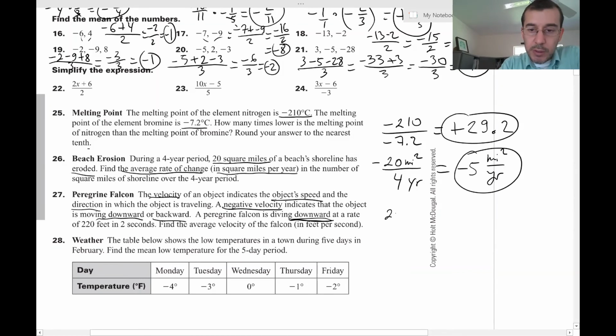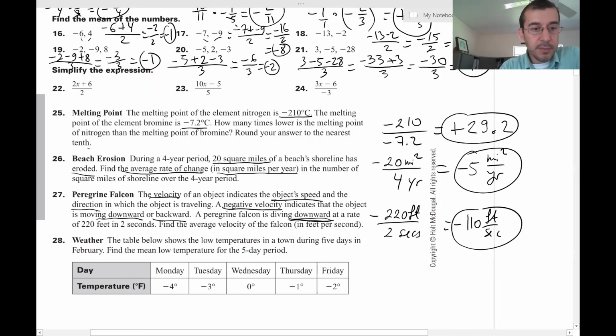Okay, so we're going to have a negative number at a rate of 220 feet. So 220 feet in 2 seconds, and it's going negative, right? It's a negative downward velocity. Find the average velocity of the falcon in feet per second. Okay, so this is minus 220 over 2 is minus 110 feet per second.